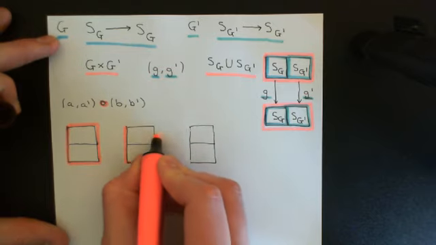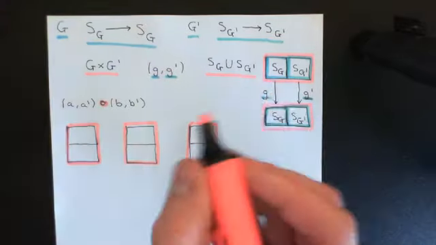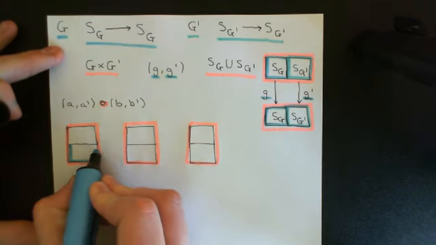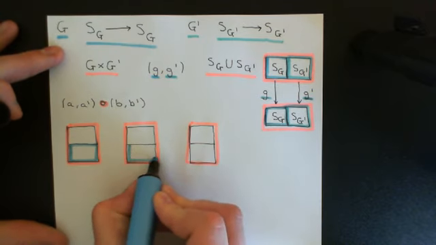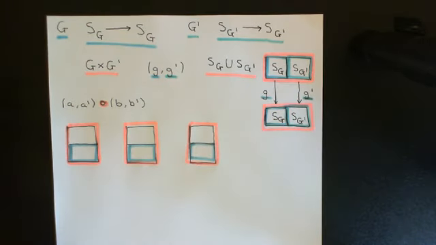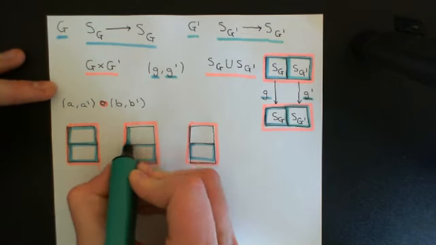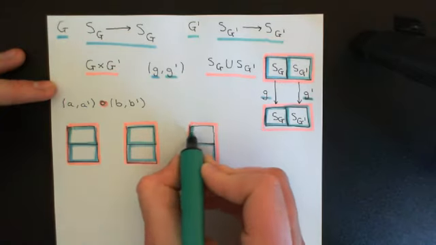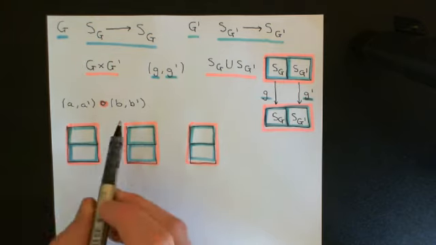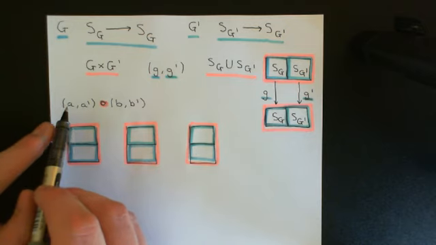Okay, so I'll outline them in red. And then, of course, I've split them in two because those are the two major parts, SG and SG prime. So I'll have, once again, SG outlined in blue here in all 3 diagrams. And then I'll have SG prime, the other important subset of the SG union SG prime set, in turquoise here on all 3 pictures.